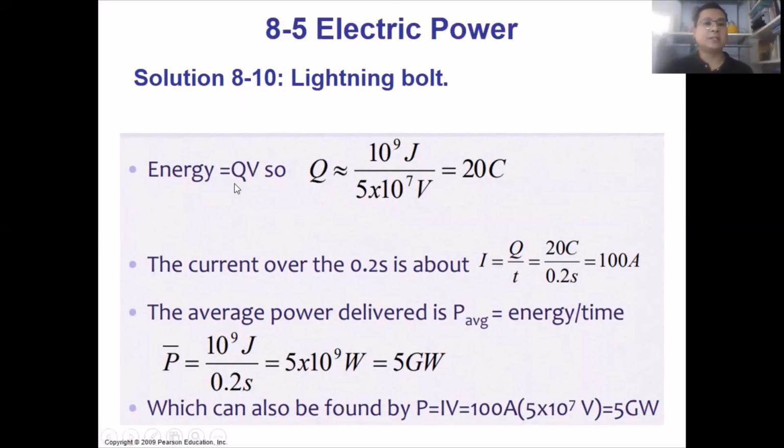Energy equals Q times V, so we can get the final solution. And the current in 0.2 second is I equal to Q over T. And then how about the power? Power is energy over time, so we can get the final answer, which can also be found by P equal to I times V. Okay, both methods are similar.